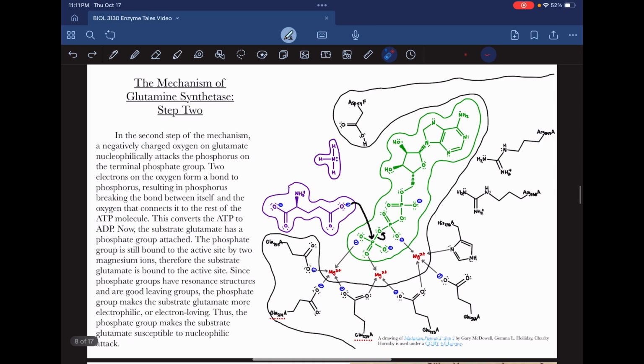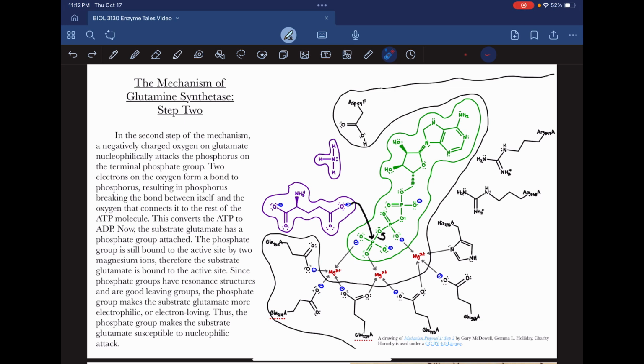The mechanism of glutamine synthetase, step 2. In the second step of the mechanism, a negatively charged oxygen on the glutamate nucleophilically attacks the phosphorus on the terminal phosphate group. 2 electrons from the oxygen form a bond to phosphorus, resulting in phosphorus breaking the bond between itself and the oxygen that connects to the rest of the ATP molecule.